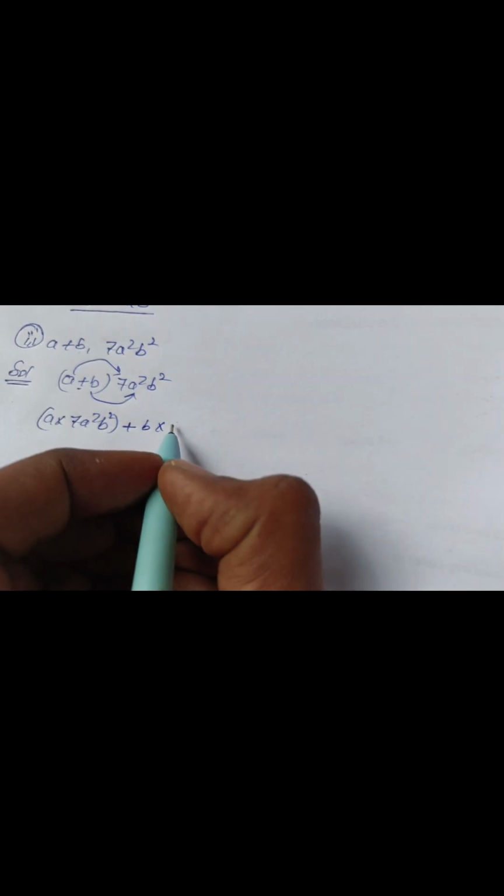So let's solve the third one. a plus b, 7a square b square is the given expression. Let's solve it. So we need to multiply this term with this term. So a plus b into 7a square b square. First we will multiply this a with the entire term, then b with the entire term. So a into 7a square b square plus, this plus sign as it is, b into 7a square b square, right?